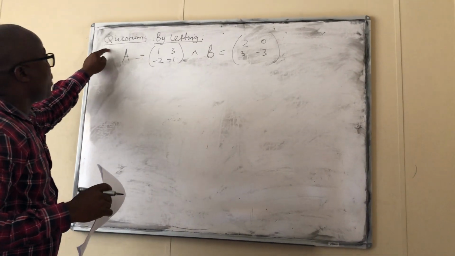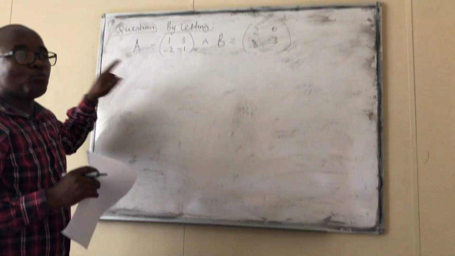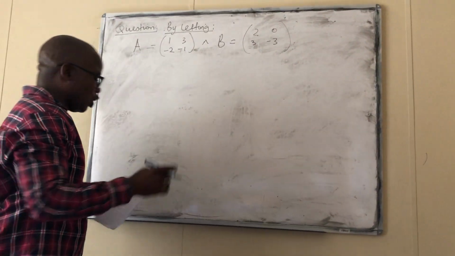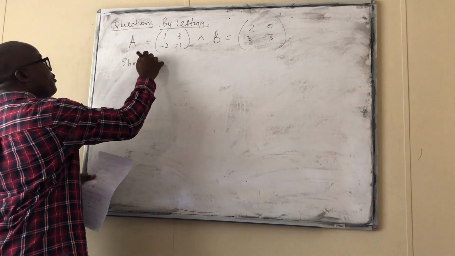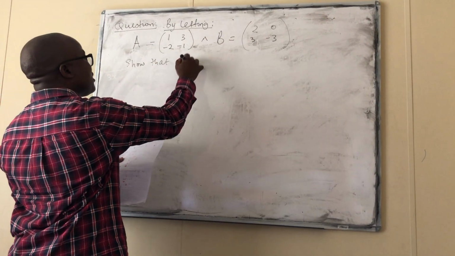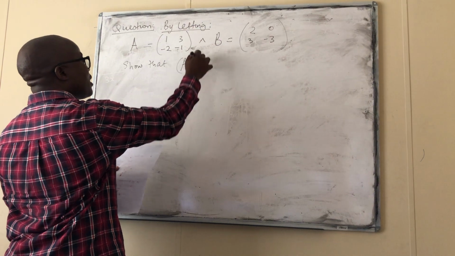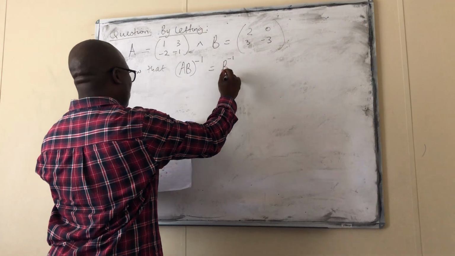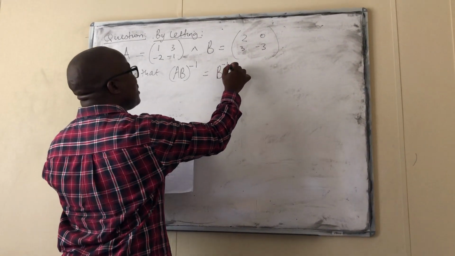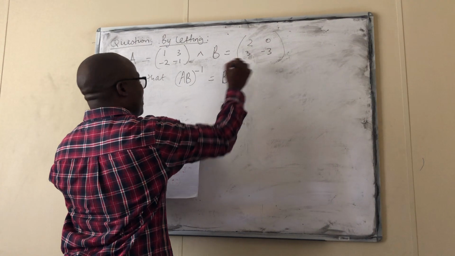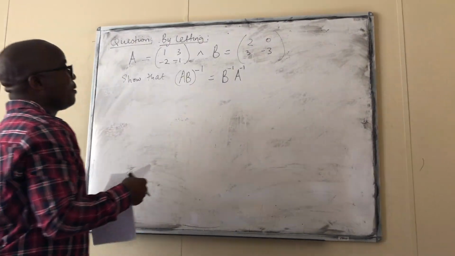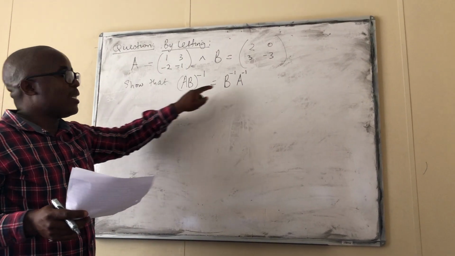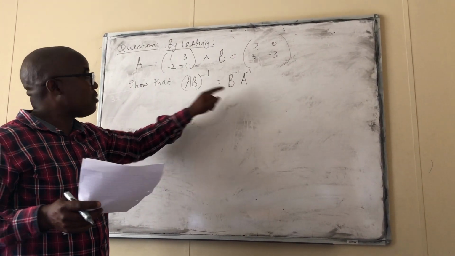Right. So this one here is a question whereby you are going to prove by letting matrix A be this and matrix B this, show that the inverse of the product matrix equals the product of the inverse of matrix B by the inverse of matrix A. So this one here, you can see that here we started with A and here we are starting with B. So this is very, very important.